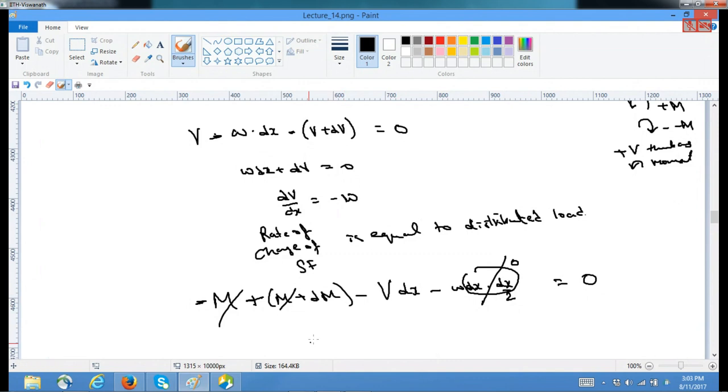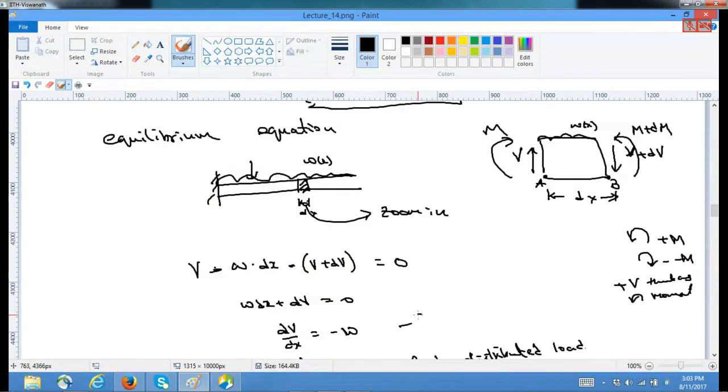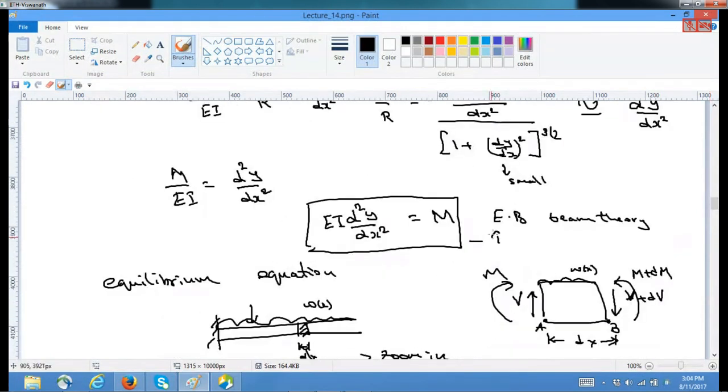So I can write dM by dx is equal to V, or simply the rate of change of bending moment is equal to shear force. Okay, now I make use of this equation 2, then I make use of this equation 1.